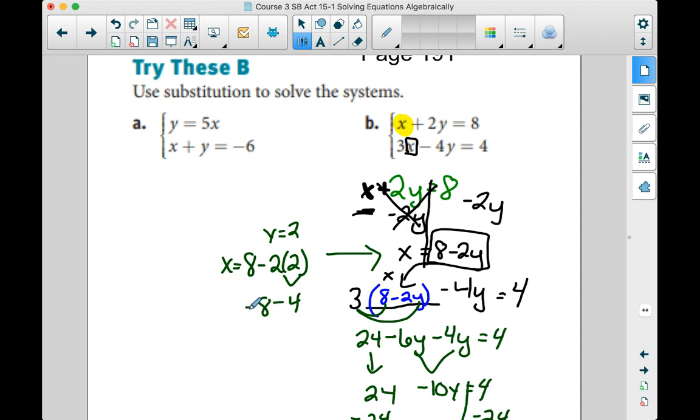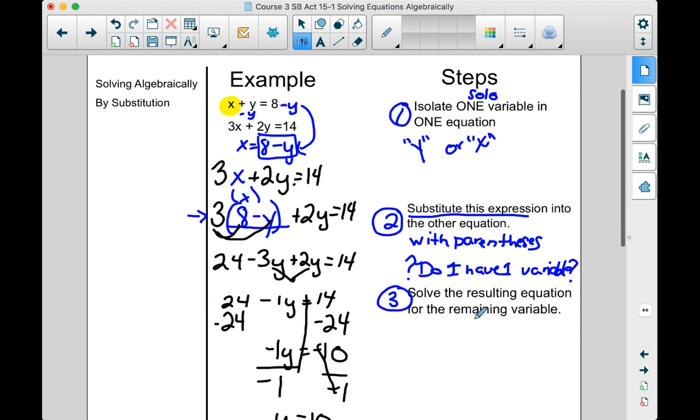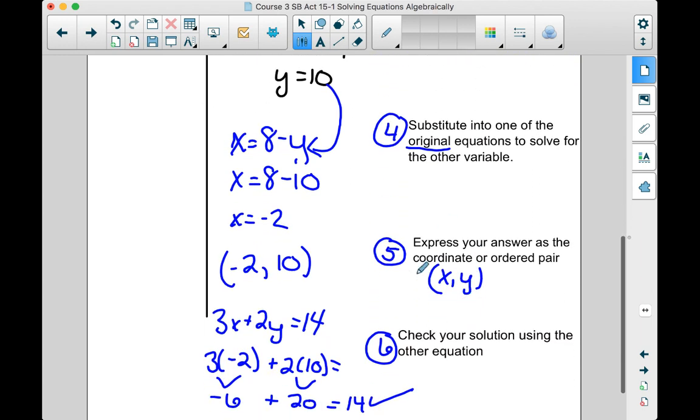8 minus 4 is 4. So x equals 4. Now if I'm going back and checking my steps, did I substitute? Did I have one variable? Yep. Did I solve it? Yep. Did I substitute it in and solve it? Yep. So I'm on step 5.